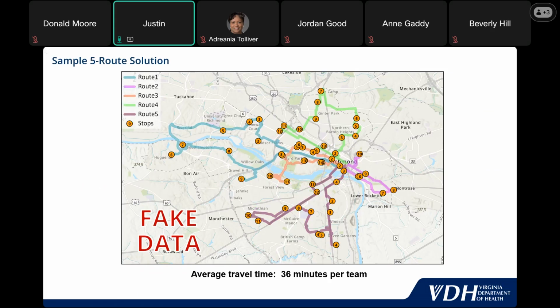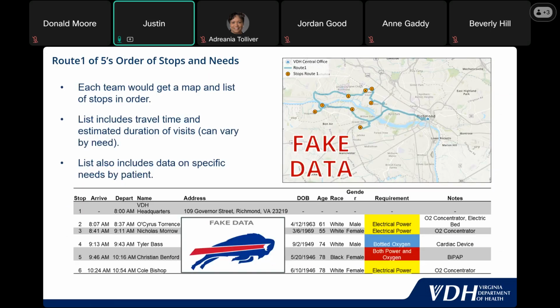And you see here the same kind of information with 5 routes. And what we would actually give to our outreach team is a map with a specific route. Each team would get a map and then a list of stops in order. So the stops are covered up here. The list would include the travel time, estimated duration of visits, and then can vary by need. And then, of course, we can include any specific data on needs by patient as well.